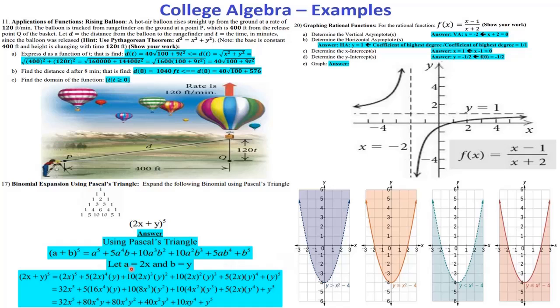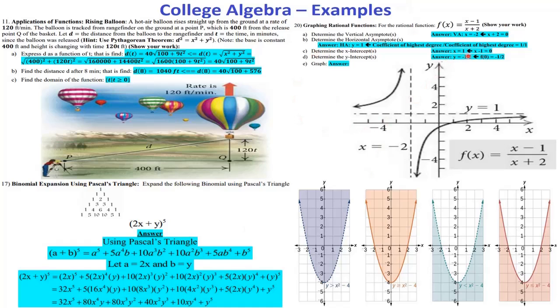So then simply substitute a for 2x and b is y. You substitute, and you will end up with 32x to the 5 plus 80x to the 4 y plus 80x to the third y squared plus 40x squared y cubed plus 10x y to the 4 plus y to the 5.